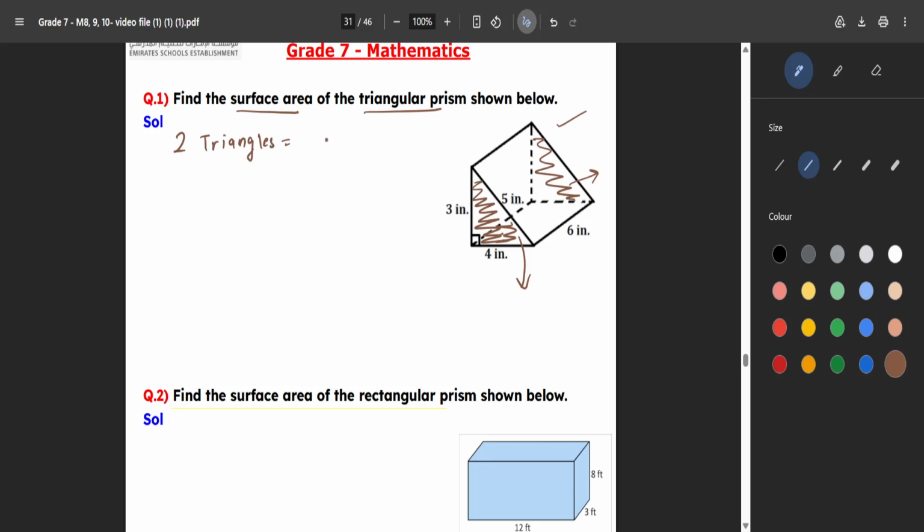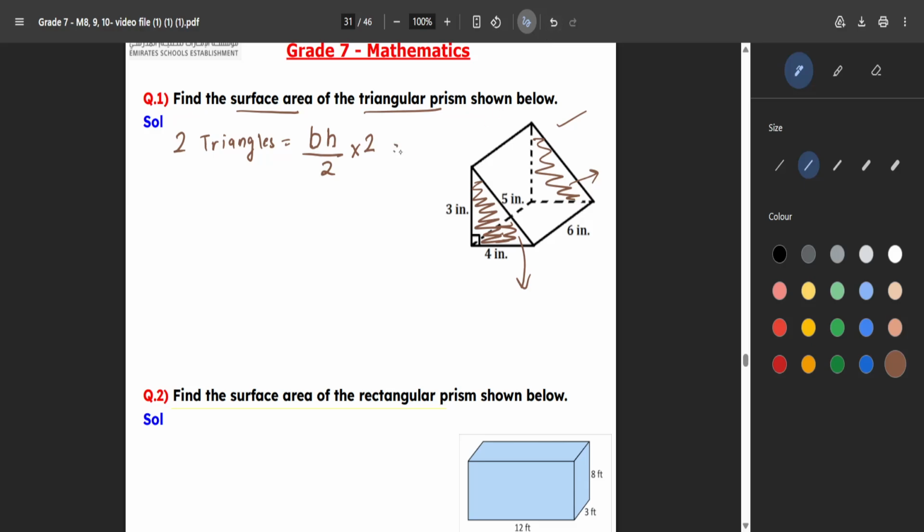How do we find the area of a triangle? We have to multiply the base and the height of the triangle and then divide by 2. Now because both the triangles are similar, I need the area of two triangles. So I will multiply it by 2 for two triangles. This is the area of one triangle, and multiply 2 because there are two triangles.